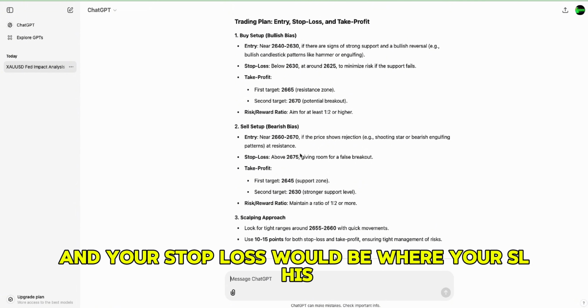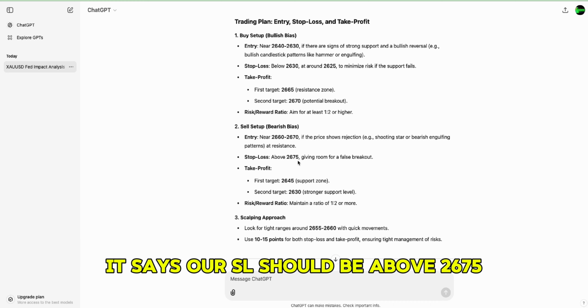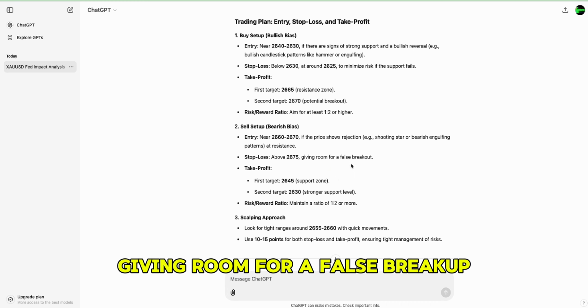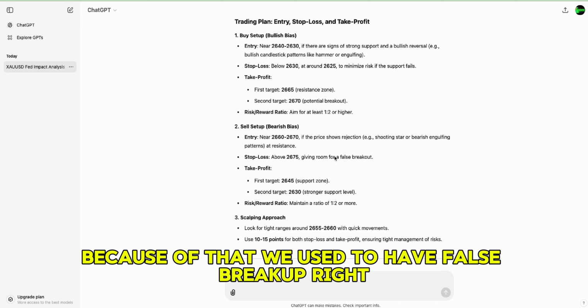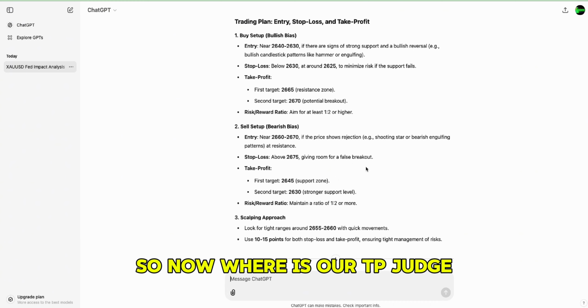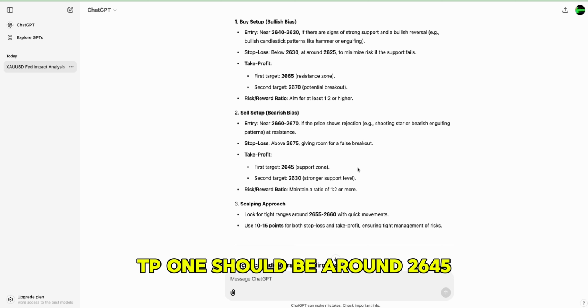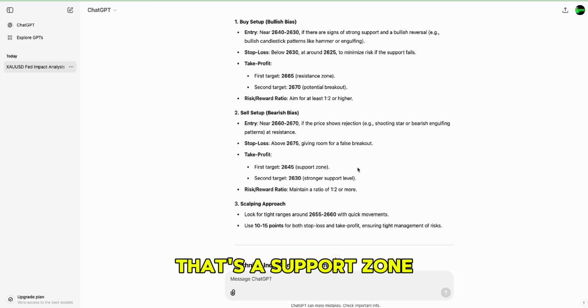And your stop loss, where it says our SL should be above 2675, giving room for a false breakout, because sometimes we used to have false breakouts, right? So now where is our TP? ChatGPT says our TP1 should be around 2645. That's a support zone.